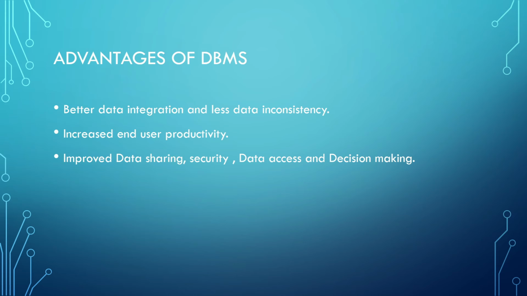So if all your data is stored in one place and you can share it, and there's no data inconsistency, and you get the increased level of productivity from the end user, you get these four results, which are data sharing, security, data access, and decision making. So data quality. What is data quality? Data quality is the accuracy, validity, and timeliness of data.